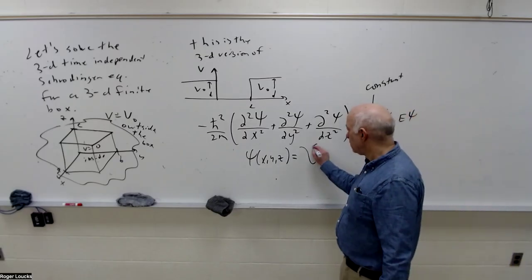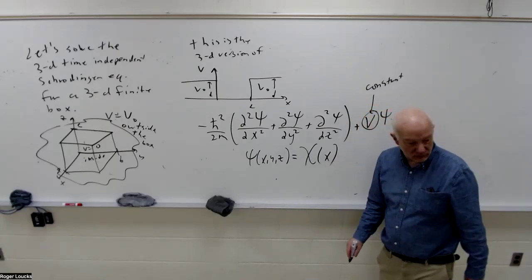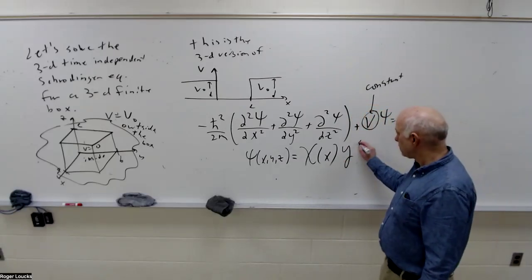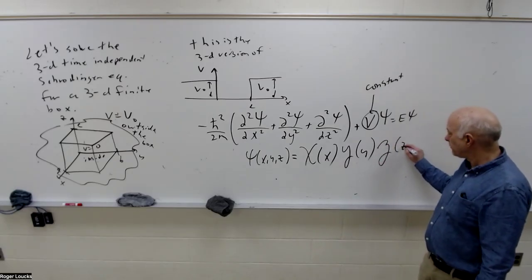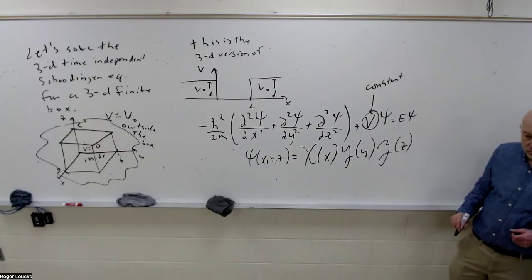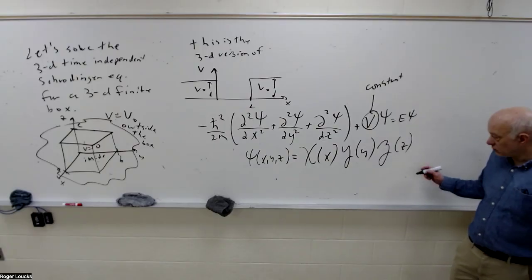So I have a chi here. Chi looks close enough to an x. I have a fancy y here, and that looks close enough to y. Then I have a fancy z here, and this is going to be a function of z. Okay, so again, this is a product solution.